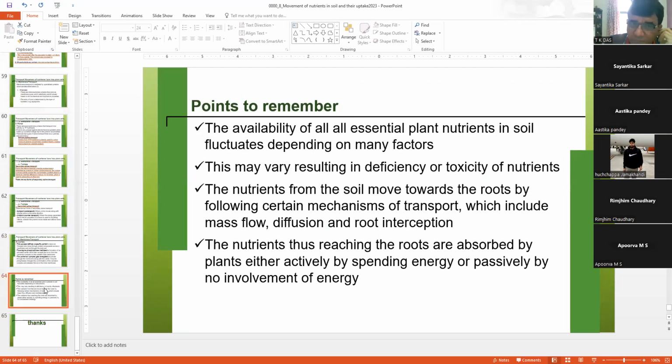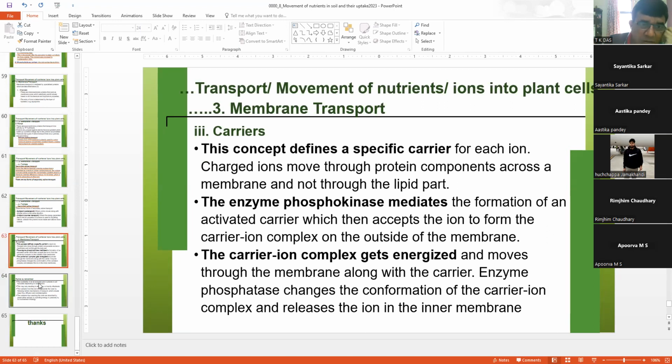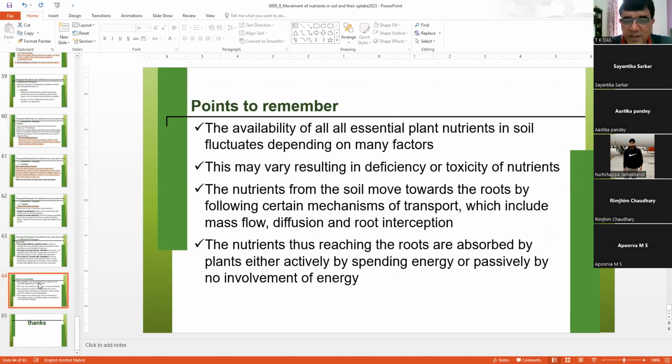Last slide. Finally, you can see these are the important conclusions. The availability of all the essential plant nutrients in soil fluctuates depending on many factors. This may result in deficiency or toxicity of nutrients. The nutrients from the soil move toward the roots by certain mechanisms of transport, which include mass flow, diffusion and root interception. The nutrients thus reaching the roots are absorbed by plants either actively by spending energy or passively with no involvement of energy.